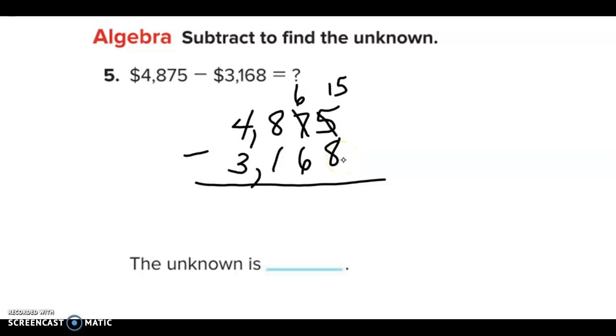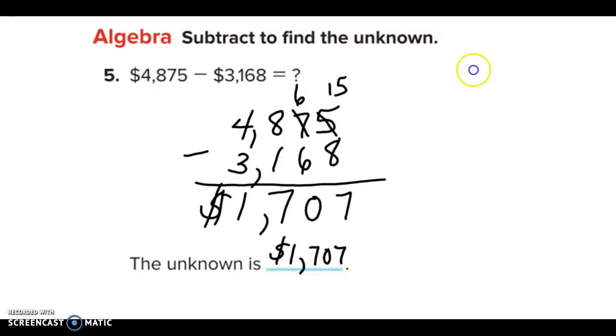15 minus 8. If you have that fact memorized, that's the best way. But if you don't have it memorized, that's okay. Let's start at 8 and we'll count up to 15. To 9, to 10, 11, 12, 13, 14, 15. I got 7. 6 minus 6 is 0. 8 minus 1 is 7. Put that comma in. 4 minus 3 is 1. Remember I said I'm going to include that dollar symbol in my final answer? So I think the answer is 1,707.